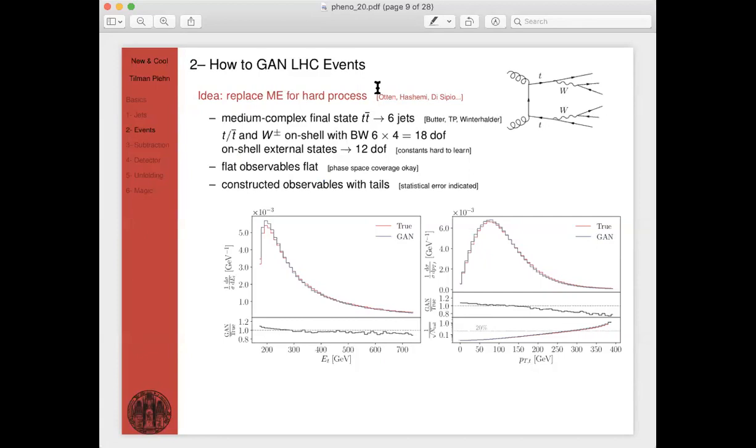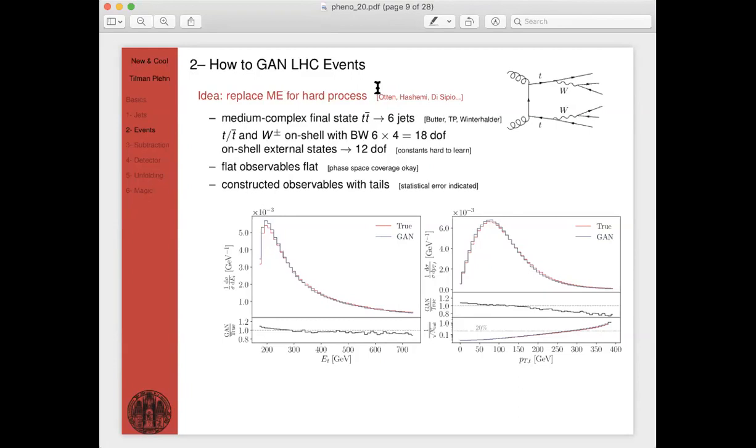What we chose is a relatively complex final state, t t-bar to six jets, which translates into 18 degrees of freedom in the final state, so an 18-dimensional final state. The first lesson we learned is: don't use 18 degrees of freedom, use 12 and set the external particles on shell. There's a technical reason for that.